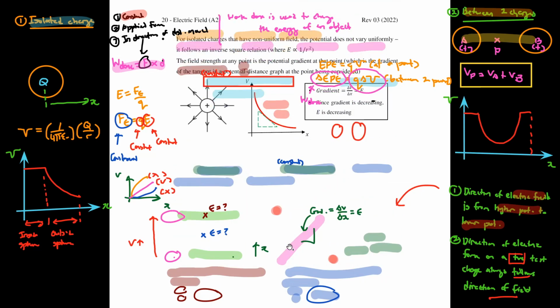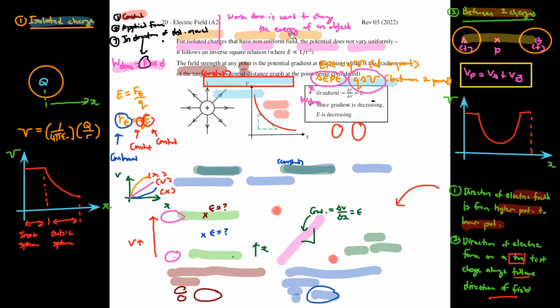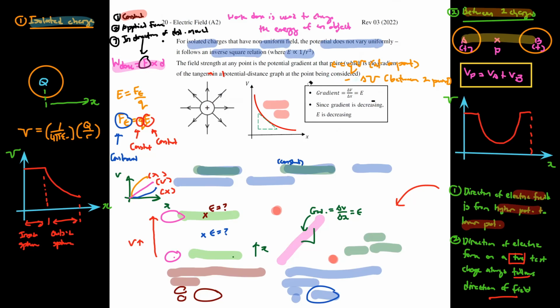Okay, then after that, you look at the last page, okay? So for isolated charges that have non-uniform field, your potential doesn't vary uniformly. That one is only for charged parallel plates. Here, this one here, they say isolated charges have non-uniform field. Your potential doesn't vary uniformly. It tends to follow an inverse square relation where E is inversely proportional to separation squared. That one is actually related to the equation that I wrote on the left-hand side here.